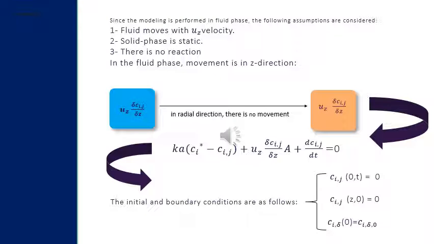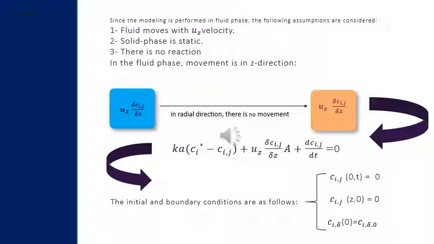One, the fluid moves with velocity in the z direction. Two, the solid phase is static. Three, there is no reaction. In the fluid phase, movement is in the z direction, so the system is differentially modeled in this direction. According to the fluid stream, the diffusion term is ignored in this direction, and the convection term is considered as the determinative factor and described as follows.